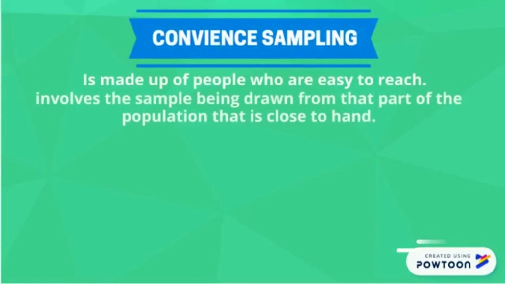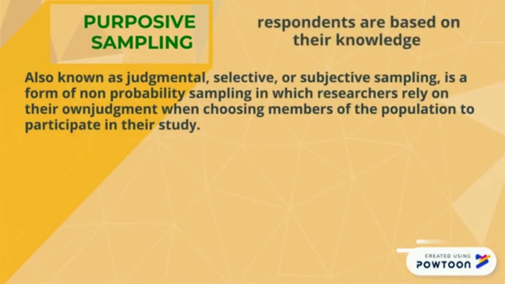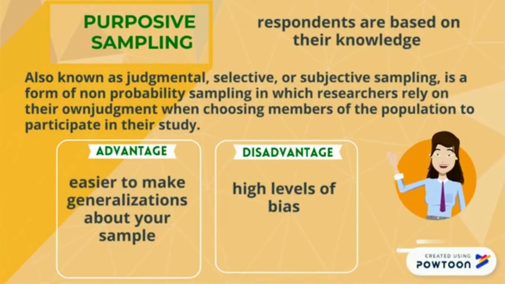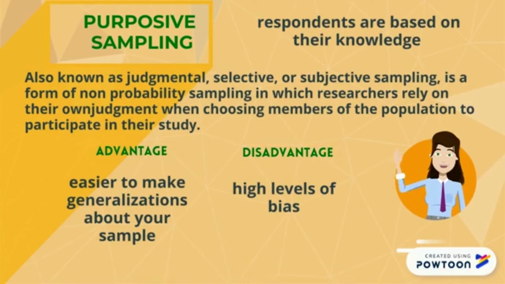Convenience sampling. It is made up of people who are easy to reach. It involves the sample being drawn from that part of the population that is close to hand. Purposive sampling. This is where the respondents are chosen based on their knowledge. It is also known as judgmental, selective, or subjective sampling. It is a form of non-probability sampling in which researchers rely on their own judgment when it comes to choosing members of the population to participate in their study.